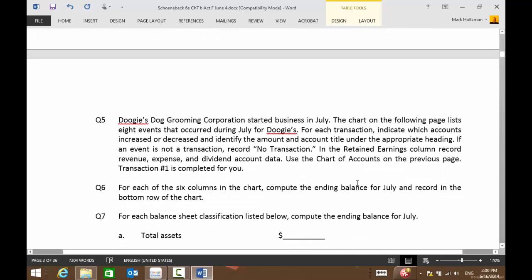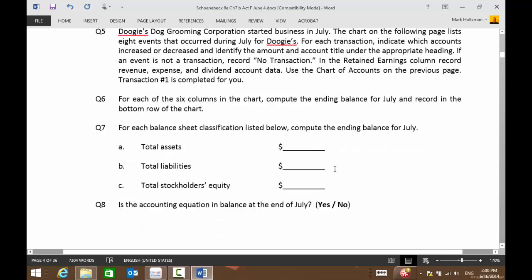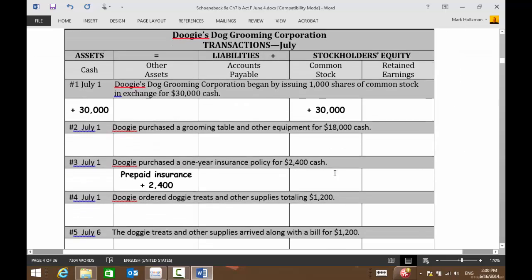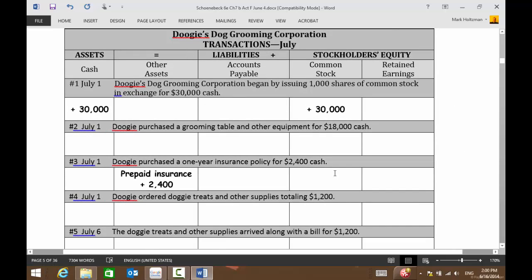So this business started in July. The chart on the following page lists 8 events. For each transaction, indicate which accounts increase or decrease and identify the amount. So let's finish this before the break, and then we'll go over it after the break. And I'll do the first one with you.